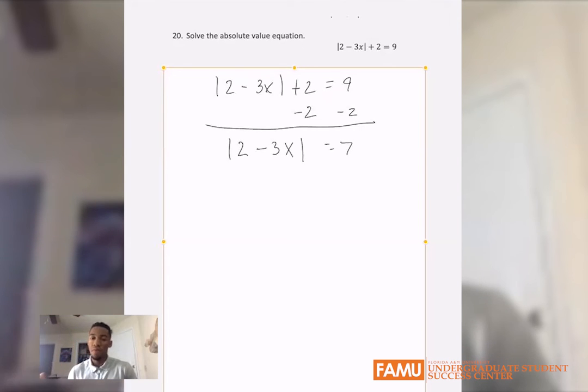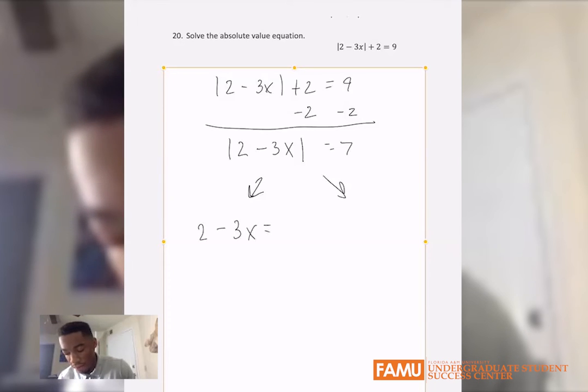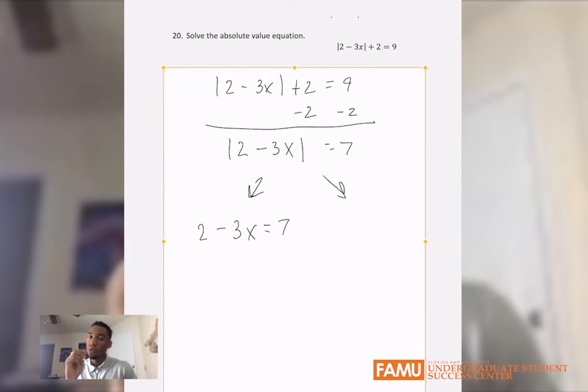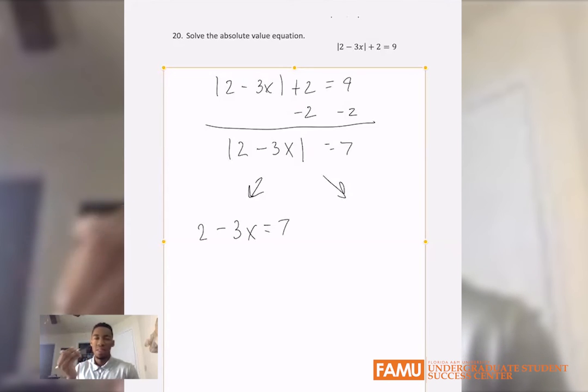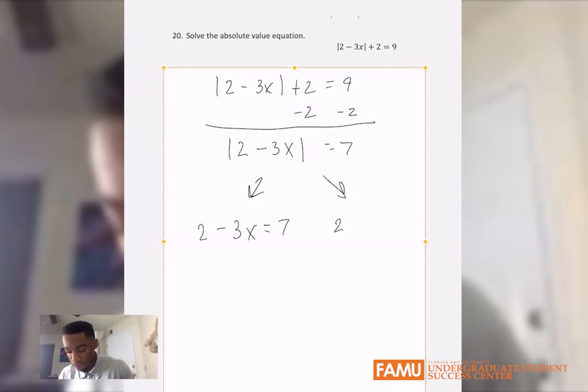Now, when you have the absolute value, essentially, you're representing two functions. One, which is very similar to what you have originally, 2 minus 3x is equal to 7. And the other, which is the opposite, as in the other side is multiplied by a negative value. Now, be careful. If you have more than one component on the other side, say, for example, 7x plus 1, you have to make sure you distribute the negative properly. In this case, it's very simple.